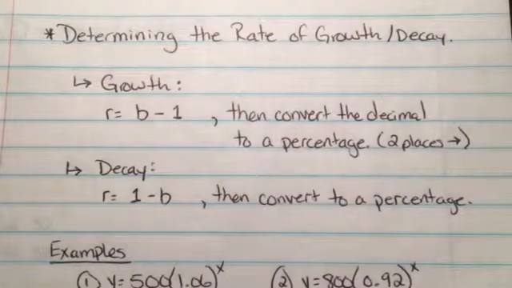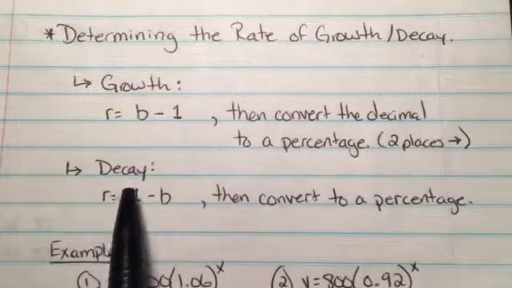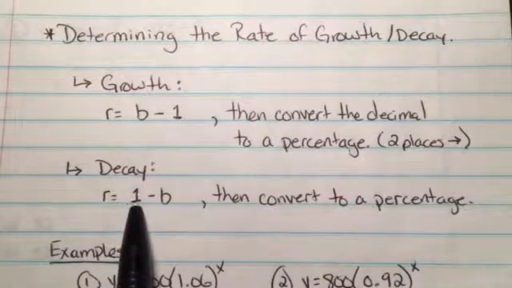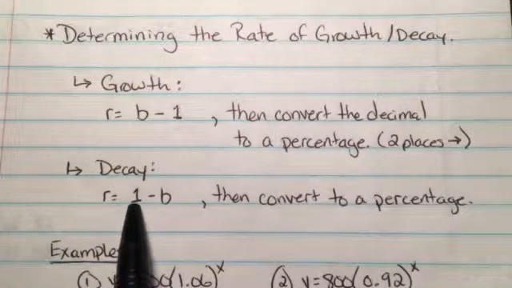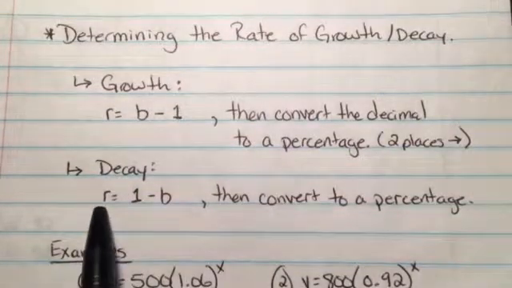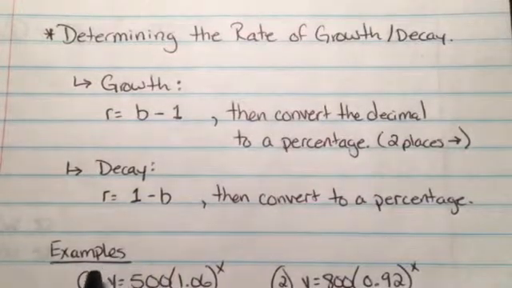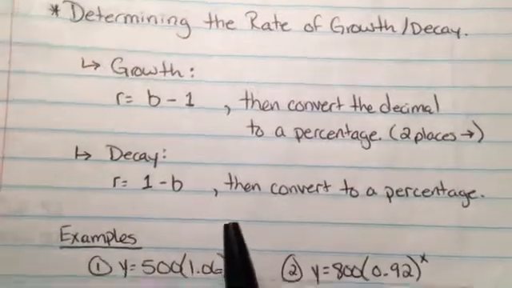Now, if you determine that you have a decay function, you just have to flip that order around. If I did the b value minus 1 for that, I'd end up getting a negative number because remember, decay is a value less than 1. So for your decay, if you're trying to figure out that rate, you have to do 1 minus the b value. When you get that decimal, then you're going to go ahead and convert it to a percentage also. And so here's some examples.